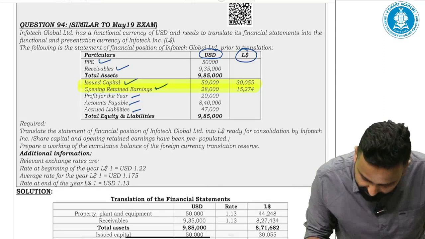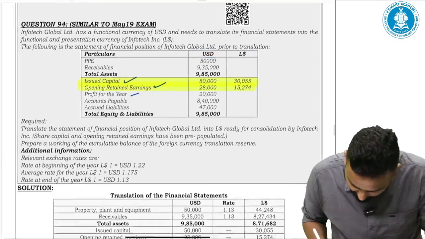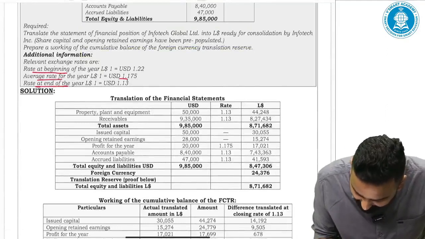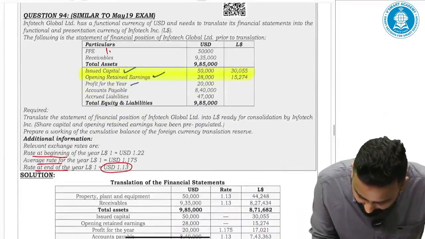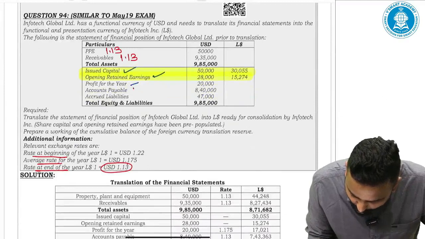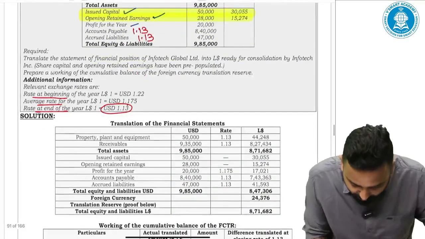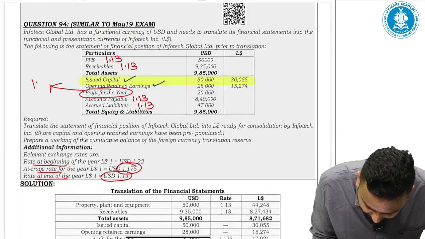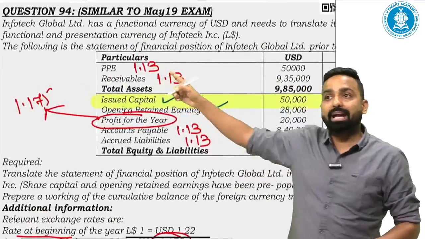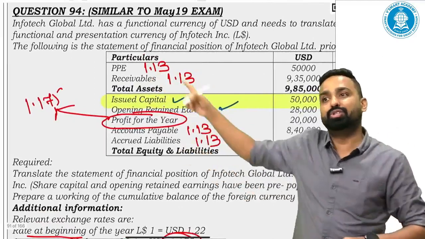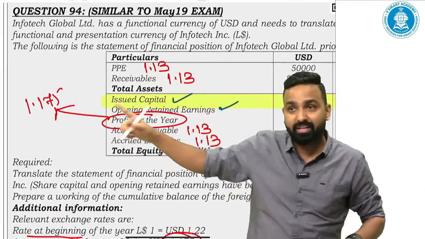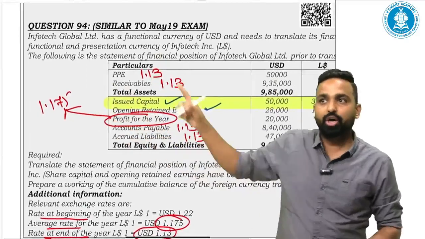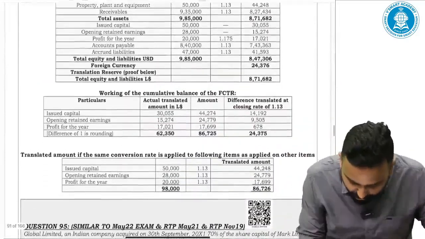Now, what I need to do? See, in the question, these are the rates: rate at the beginning, average, rate at the end. At the end means closing rate. So, what you will do? PPE 1.13, receivable 1.13, account payable 1.13, accrued liability 1.13. And what is the average rate? 1.175. So, what is profit for the year? Profit for the year to be retranslated at 1.175. Why did I apply 1.13? Because all the assets and liabilities need to be converted at closing rate. And why did I apply 1.175? Because it is the average rate, and average rate needs to be applied on the revenue items, that is income and expense. In totality, there is a profit. So, on the profit figure, you apply this. On the other figures, you apply 1.13. Then, after applying all these, you will get the exchange difference.